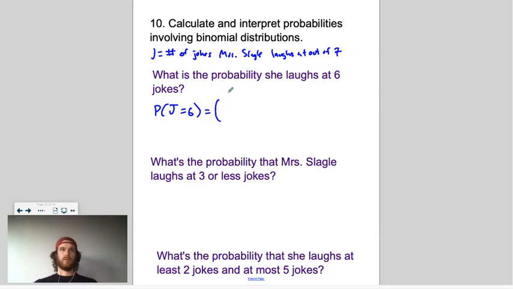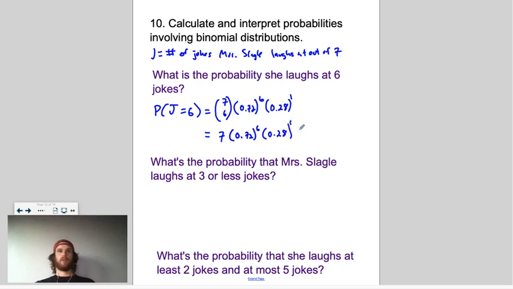So we're going to do 7 choose 6 to figure out the number of ways. It turns out there are 7 ways to choose 6, times the probability of her laughing, which is 0.72 raised to the 6th power, times the probability of her not laughing, which is 0.28, to the 1st power. You don't need to write that, but it is helpful to note that if you're finding the probability for a specific value, the exponents are always going to add up to the total number of trials, 7. So we do 7 times 0.72 to the 6th times 0.28 to the 1st. And that will give you, boy, look at that.